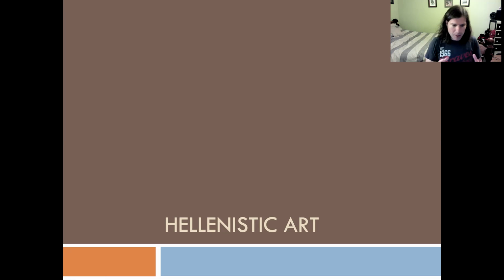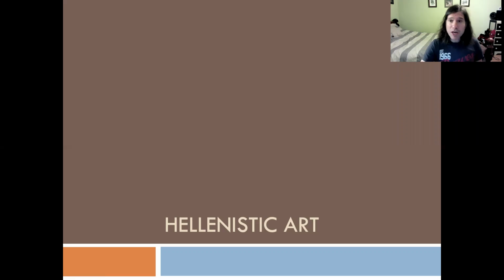When we talk about something being Hellenistic or the Hellenistic period, we're talking about the period of time really from the career of Alexander the Great, who died in 323 BCE, to something about like 31 BCE. So it's roughly a 300-year period, and it comes right on the heels of the classical period.